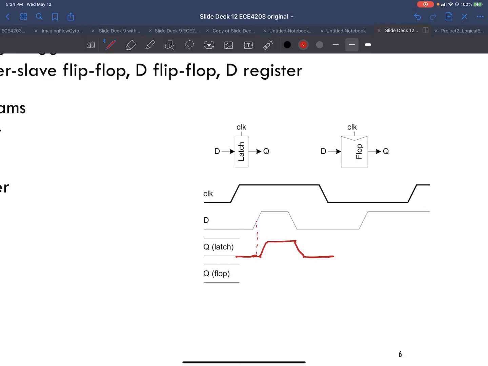And the latch, when the clock is low, doesn't follow the input. It'll just keep the stored value that it had the last time the clock was high. So if the last time the clock was high, the latch output was low, then it'll stay that way. It doesn't matter what D does on the input, and it'll just stay that way until the clock goes high again, and then the latch will start following the input D.